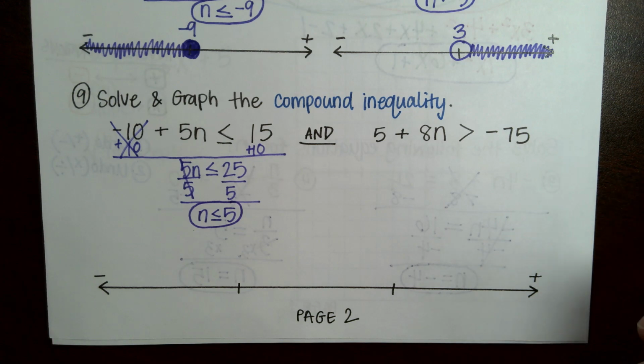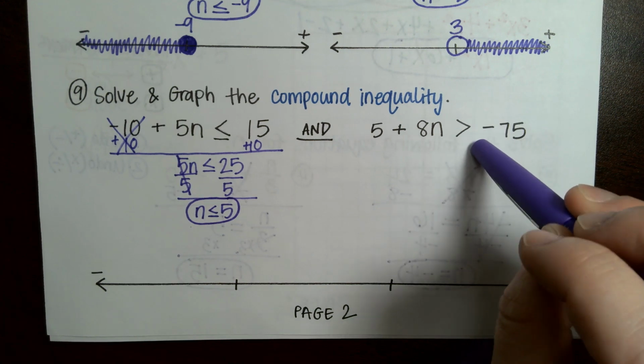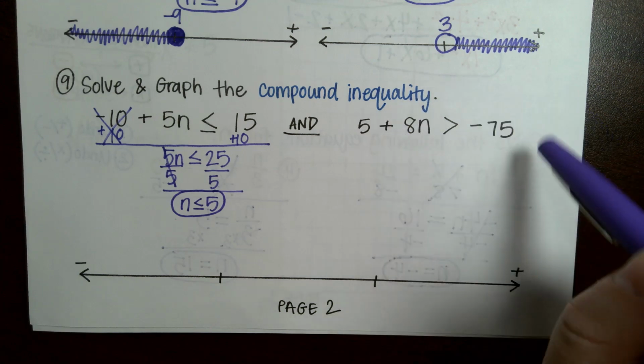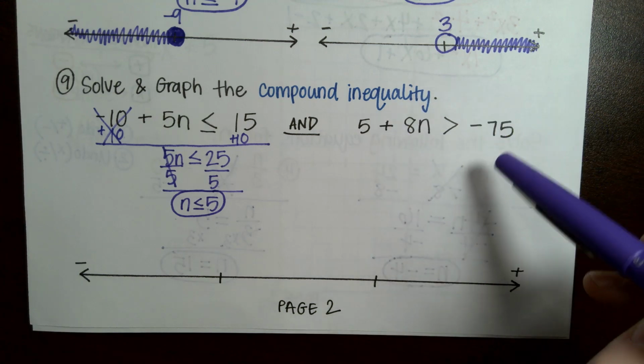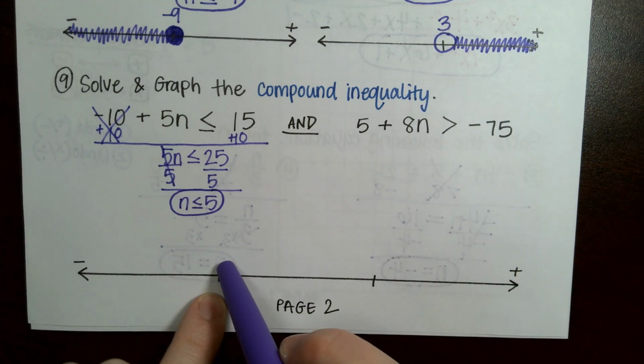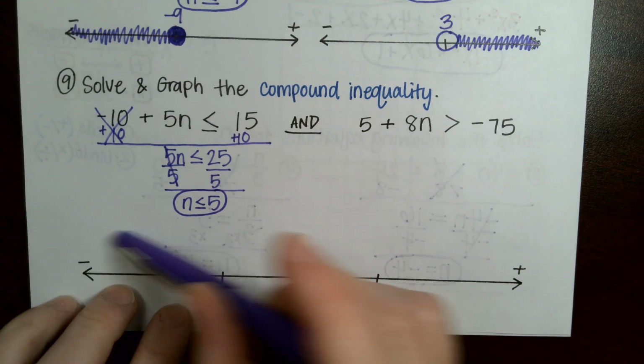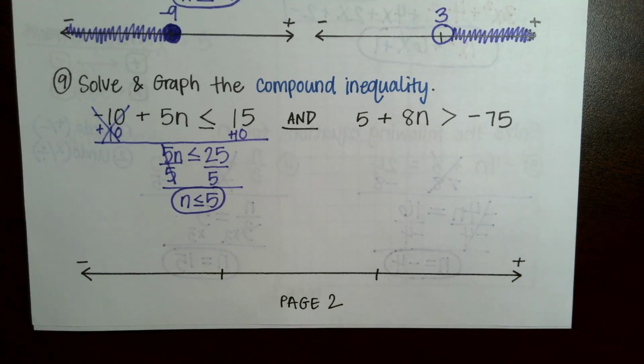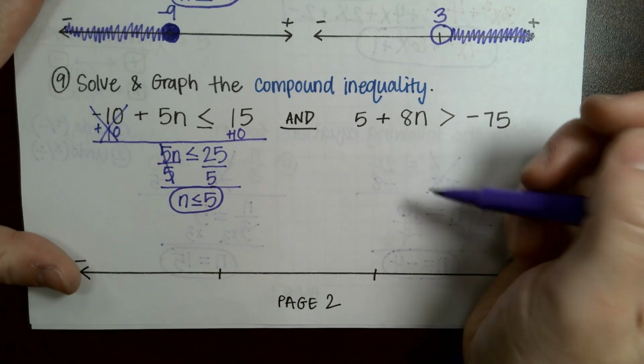Okay, now should I write my number on my graph yet? No. Nope. We don't want to do it just yet. We want to make sure that we know what the other answer is, because if the next answer is a smaller number than 5, it needs to go first. We put our numbers in order from least to greatest on a number line. Okay, so let's work on the second one.